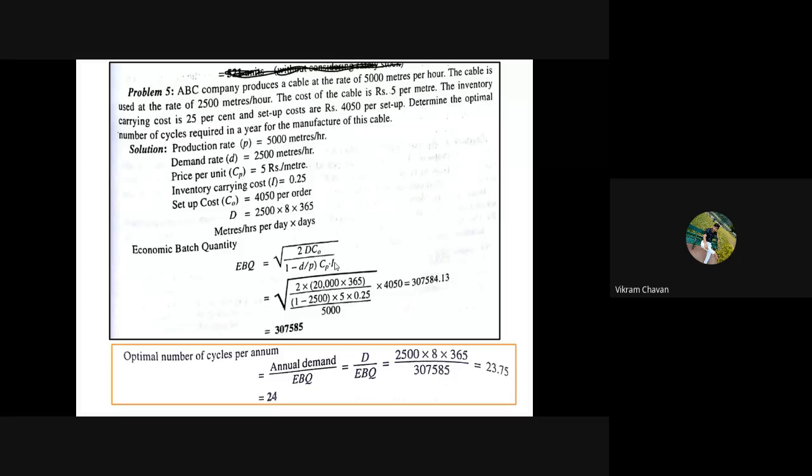Then the setup cost is provided. Setup costs are rupees 4,050 per setup. Then determine the optimal number of cycles required in a year for the manufacturing of this cable.